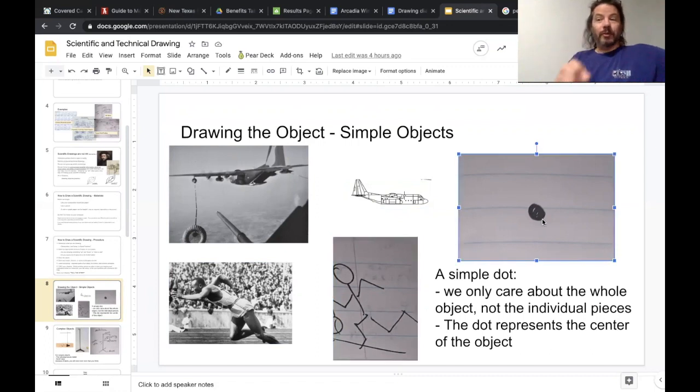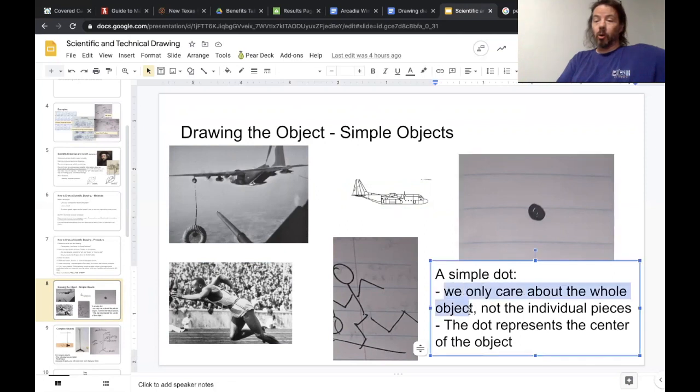So for most of this class, we're going to draw simple objects. A dot is a dot. A dot is a car. A dot is a person running. A dot is an airplane. Why? We only care about the whole object. I only care that Jesse Owens is running from the starting line to the finish line. So I don't need to know what his arms or his legs or any of that other stuff is doing. That's too much information. So he becomes a dot, so I can represent what I'm interested in.